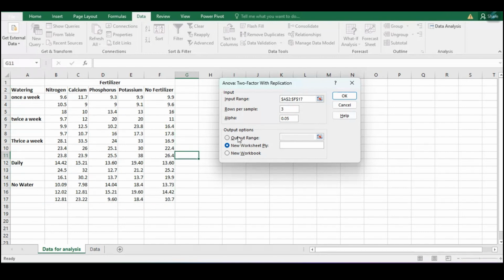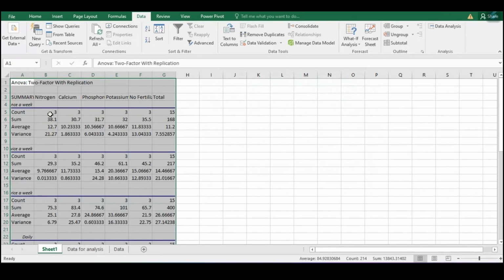And then output options, of course, let us select a new worksheet. So we still want our output to be in the same workbook, but in a different worksheet. So click OK. Great, now we have our results here.